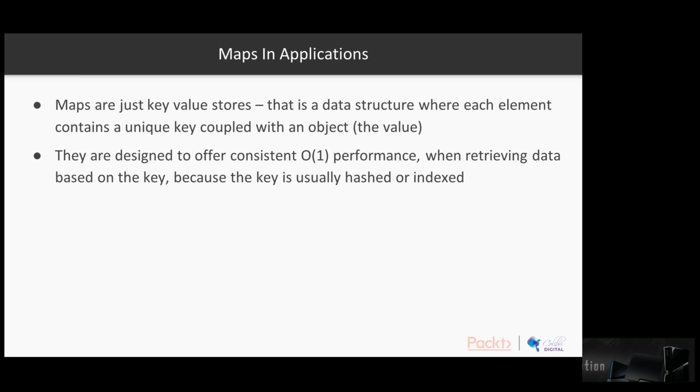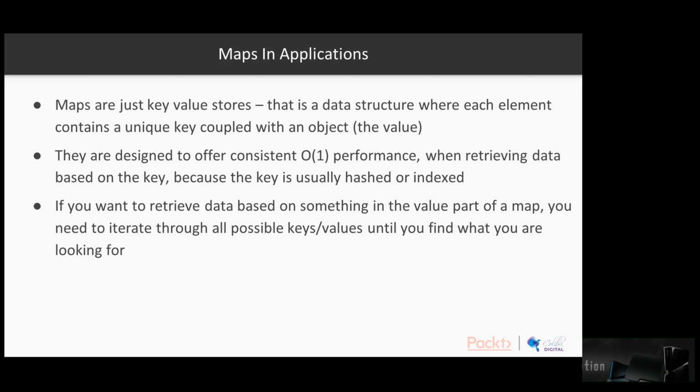And they're designed to offer consistent or order 1 performance when retrieving data based on the key, because the key is usually hashed or indexed, and this is exactly what DynamoDB does. If you want to retrieve data based on something in the value part of a map, you need to iterate through all the possible keys and values until you find what you're looking for.